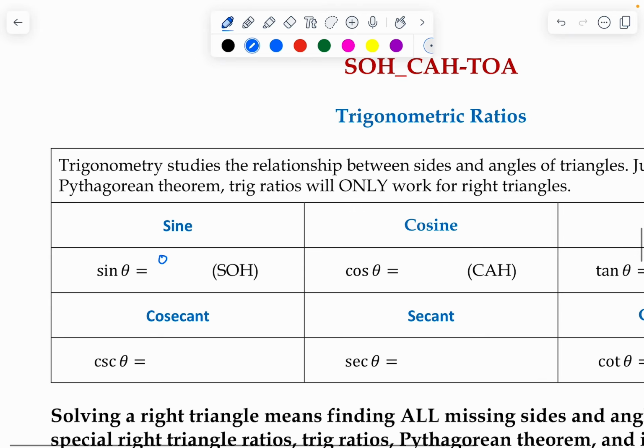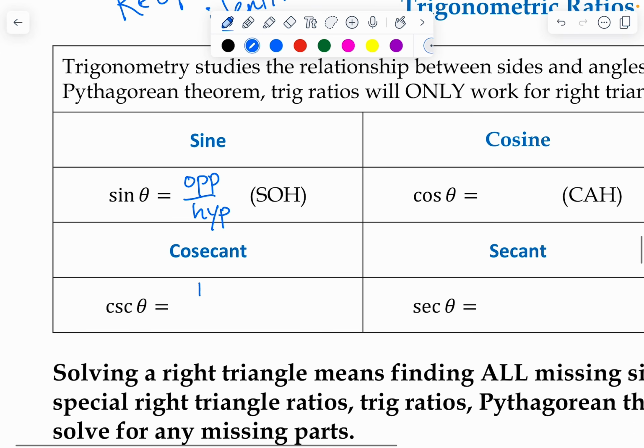Sine is opposite over hypotenuse, and what we will find here is what we call the reciprocal identities. The reciprocal identities tell you that cosecant of theta is equal to 1 over sine of theta. So it's written as cosecant. We say the word cosecant right here, but we abbreviate it CSC. We don't say CSC, we say cosecant. And it's equal to 1 over sine of theta, which would be the reciprocal of opposite over hypotenuse. So that becomes hypotenuse over opposite.